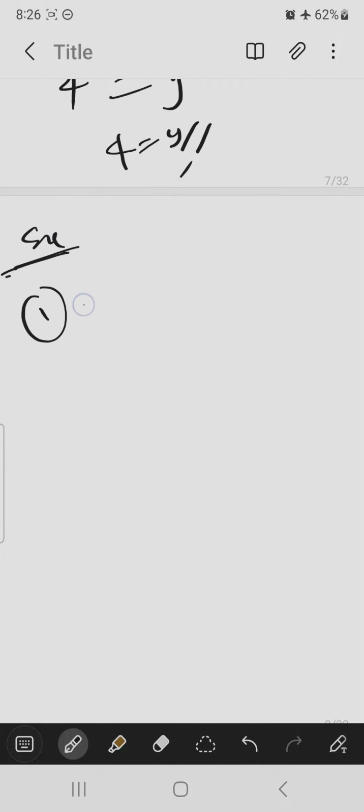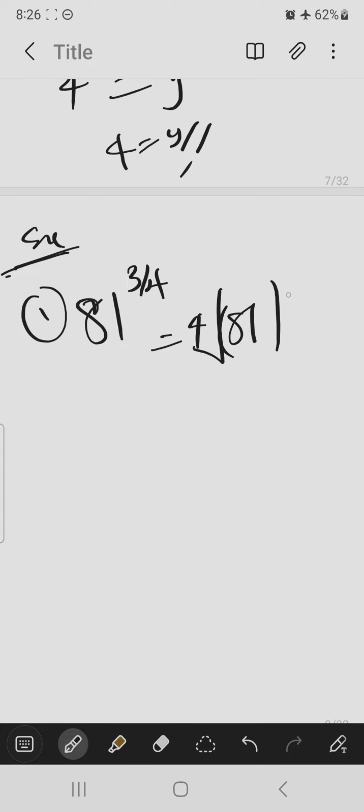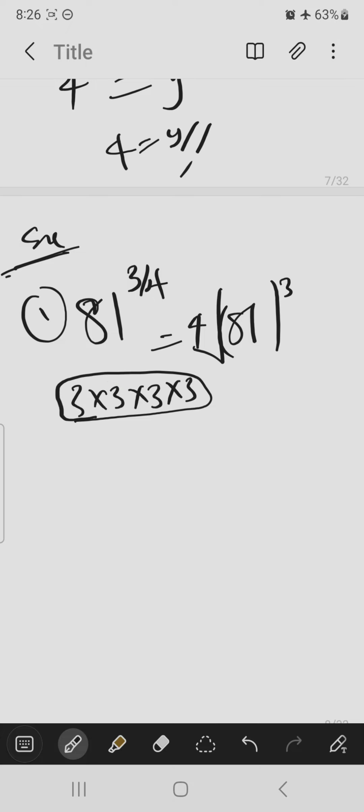Let's say you have 81 raised to the power 3 over 4. So this one is going to be the 4th root of 81, all raised to the power 3. The 4th root of 81 is 3 times 3 times 3 times 3, which gives 81. So the 4th root of 81 will be 3, and now it is 3 all raised to the power 3.